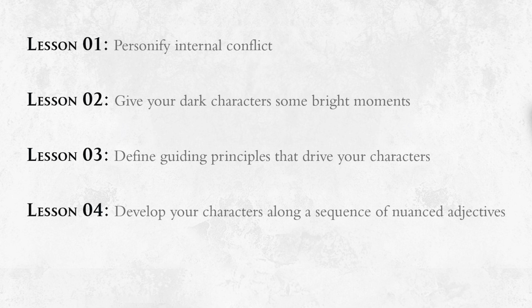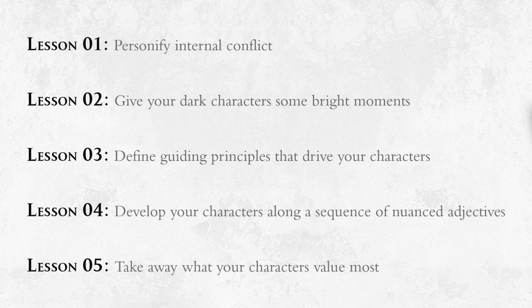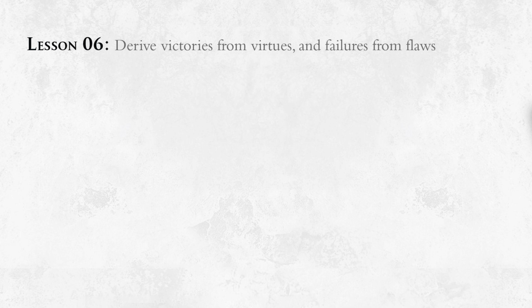Sansa Stark showed us that you can develop your characters along a sequence of nuanced adjectives and drop graphs that just oscillate between good and evil over time. Her development was a journey from naive to capable of manipulation, with a lot of steps in between that can be described by very specific adjectives. Then Brandon Stark, Jaime Lannister, and Ned Stark were given as examples for taking away what your characters value most and making them suffer in very specific ways that are tailored to their personality. To make sure that a character's storyline is consistent with their personality, we should derive their victories from their virtues and failures from the flaw, just as it's done with Robb Stark in the series.